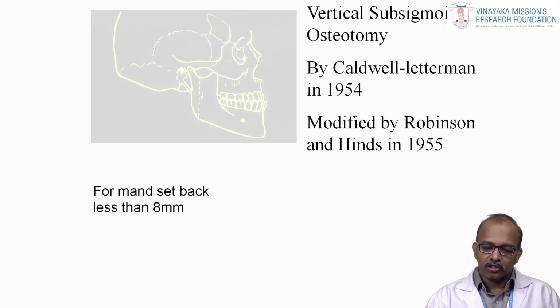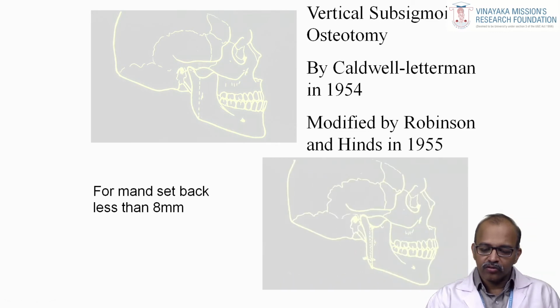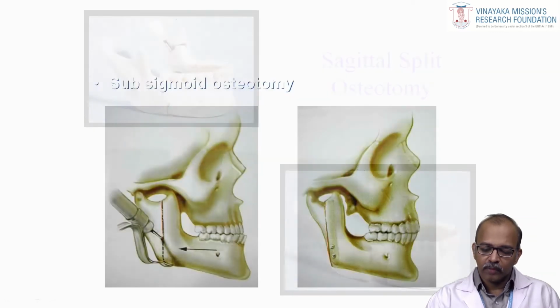Vertical subsigmoid osteotomy. A vertical cut instead of an L shaped cut. In this we can place a vertical cut from the sigmoid notch posterior to the lingula till the lower border. It can be an intraoral or extraoral procedure, mostly done intraorally. For a setback less than 8 millimeter, we can do a vertical subsigmoid osteotomy.